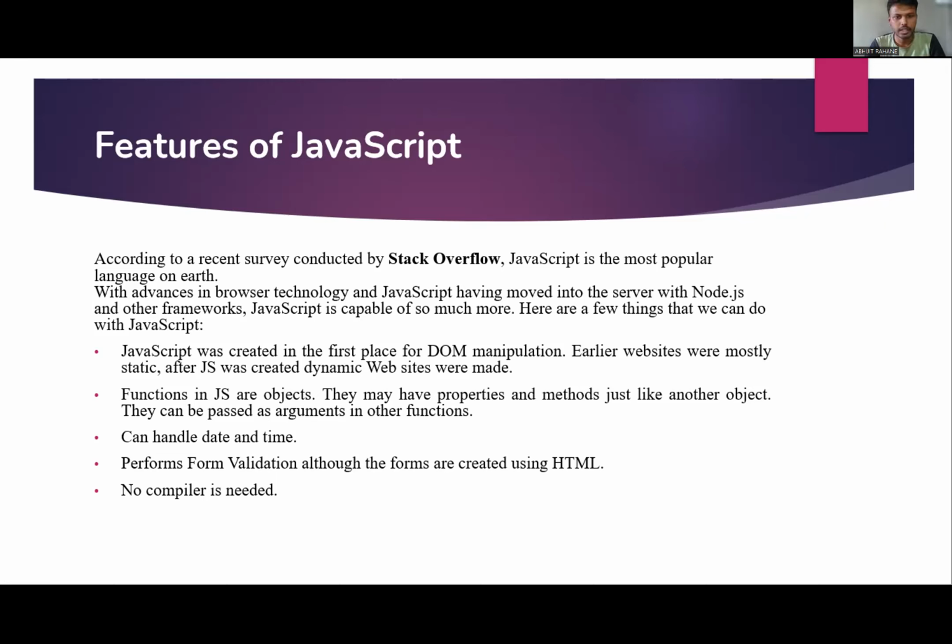First of all, we can do DOM manipulation. Earlier, websites were mostly static. After JS was created, dynamic websites were made. Functions in JavaScript are objects. They have properties and methods just like any other object. They can be passed as arguments to other functions. We have to use multiple functions and also methods in JavaScript.